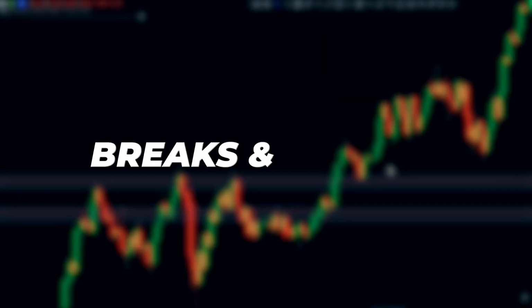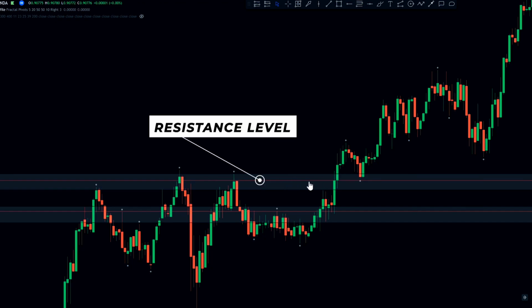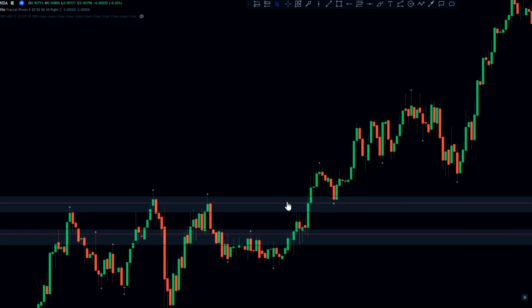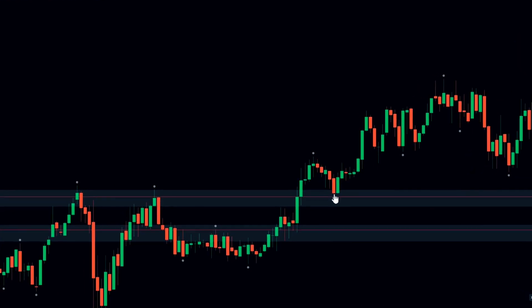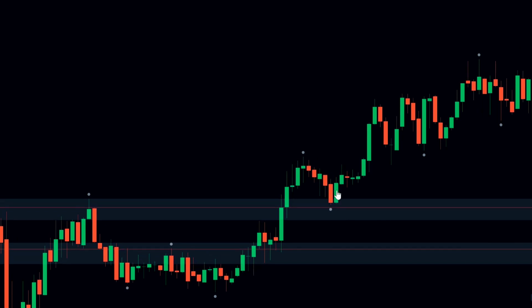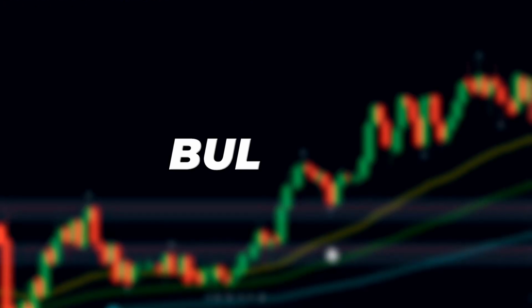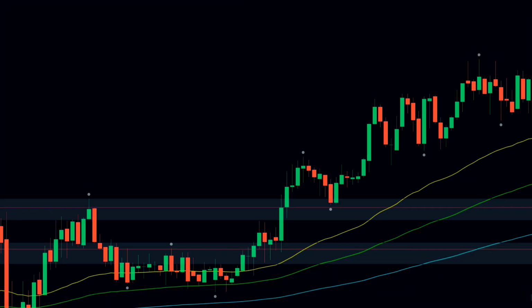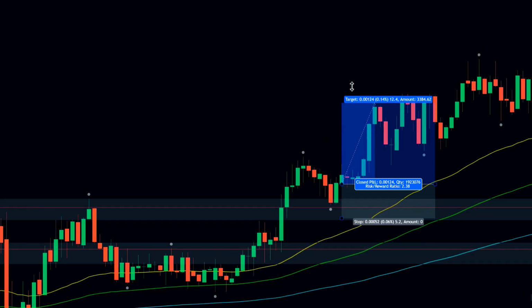For break and retest trades, start by identifying a resistance level, a red zone. If the price breaks above the level and later retests it, watch for a strong bullish candle, like an engulfing candle, as confirmation. Check the EMAs to ensure the trend aligns with your trade direction. Then take a long position with a stop loss below the level and a 1.5 risk reward ratio.